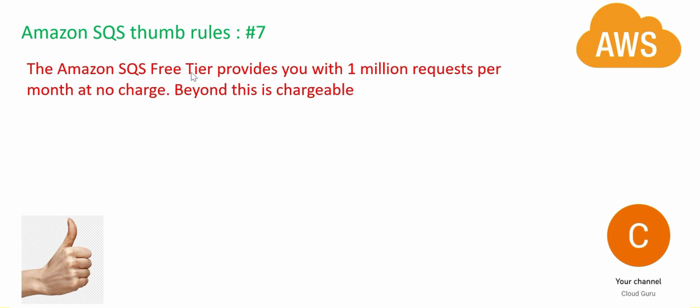Now, in this world, nothing is free. Everything is about money, cost, price, etc. So Amazon provides you a free tier which will give you 1 million requests per month at no charge. Beyond this, it is chargeable. Remember this for the certification exam. This comes in the certification exam, whether I need to go with a pricing model or not, and I am quite under 1 million, and that is the key for you. If it is under 1 million, free tier would work.